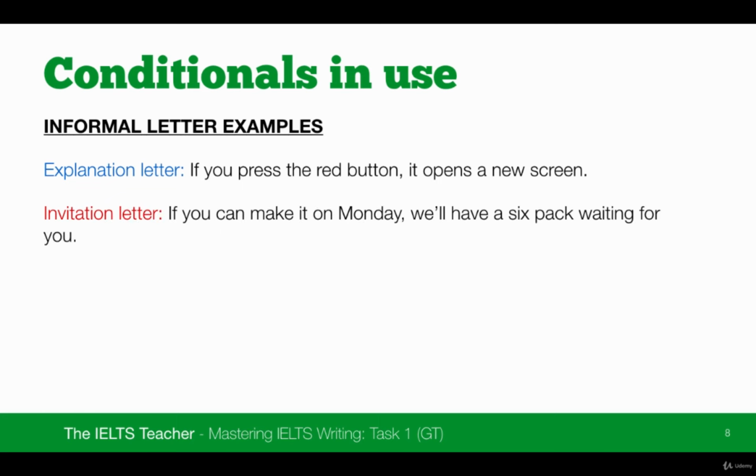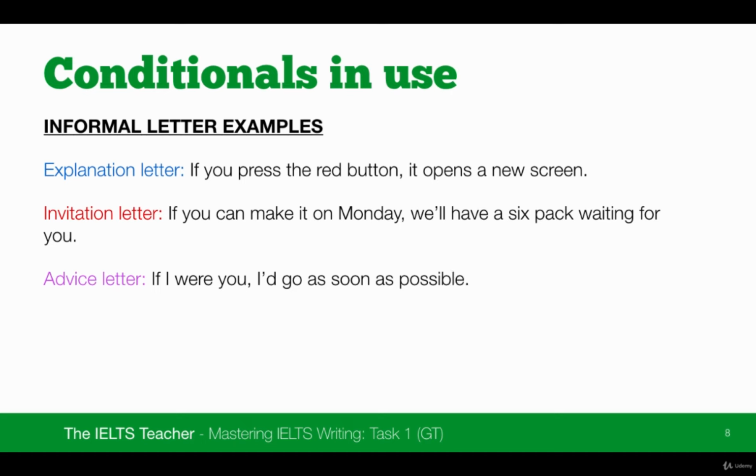Invitation letter. If you can make it on Monday, we'll have a 6-pack waiting for you. Okay, very informal language here. First of all, make it rather than attend. Make it generally means if you can attend this party, for example. And then we have a contraction, we'll, as well as the expression 6-pack, meaning we'll have some beers waiting for you. But more importantly, for our purposes, you can see present simple, if you can make it, followed by the future form, we will have.